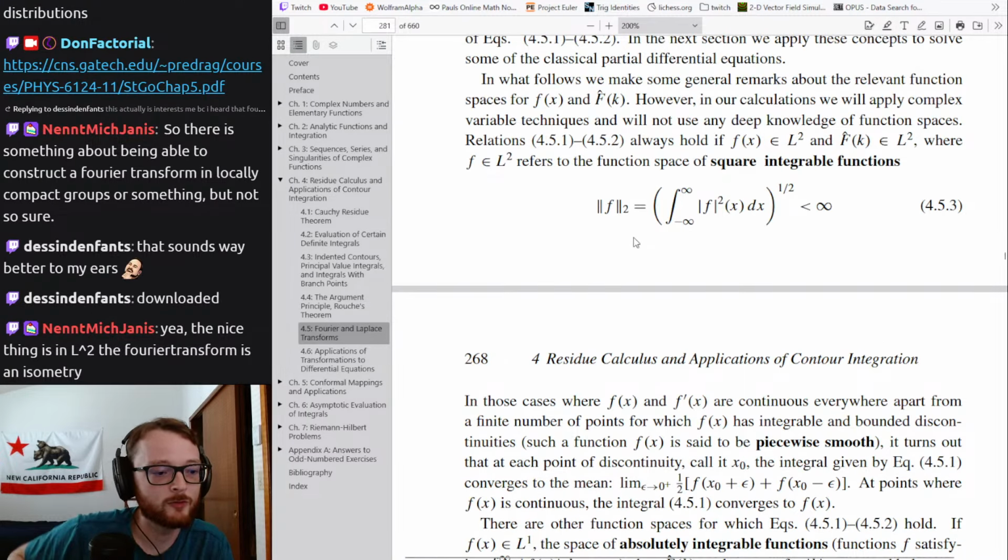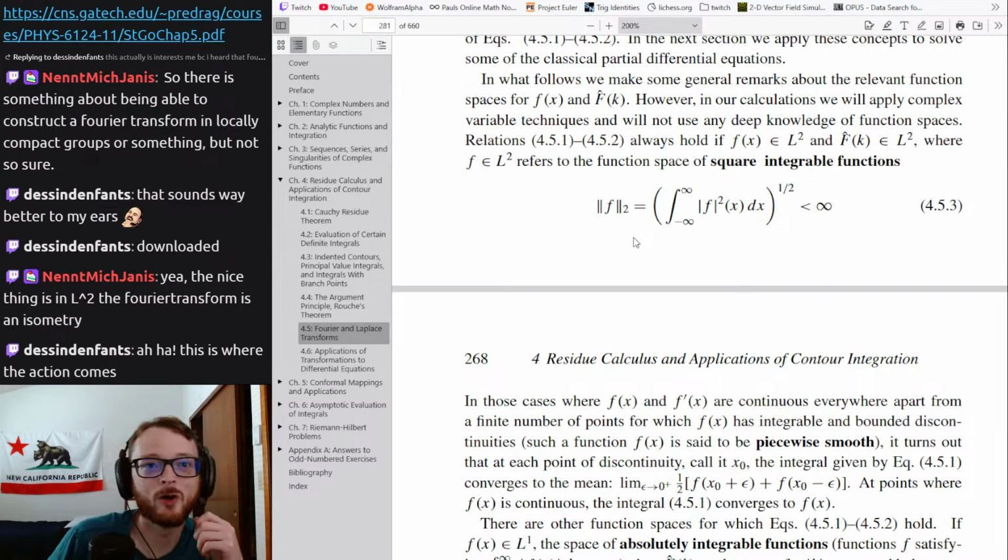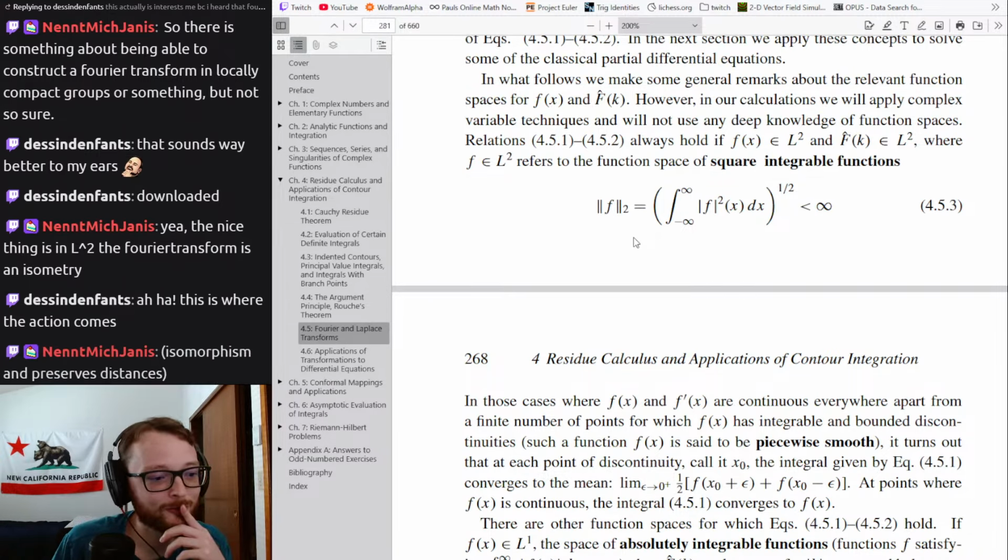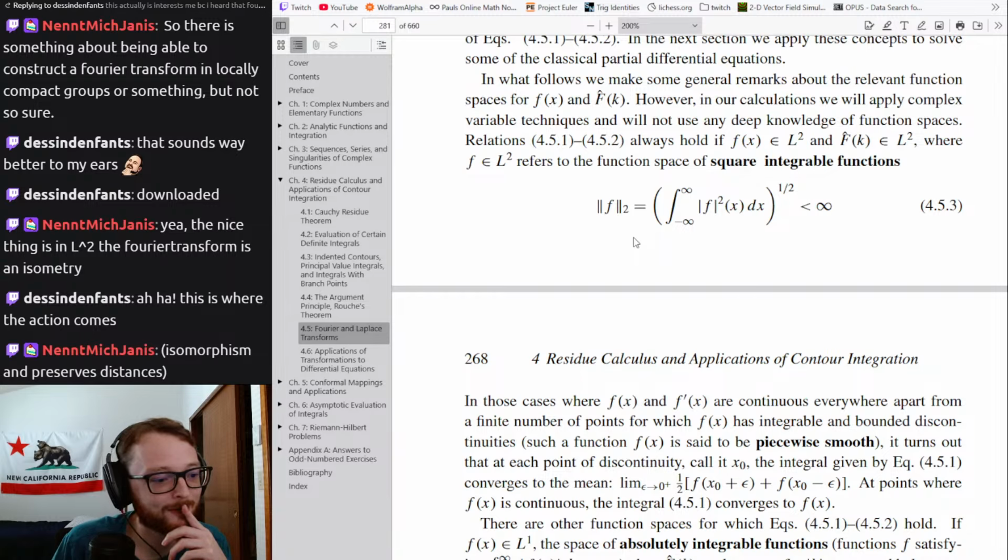Next thing is, in L2, the Fourier transform is an isometry. I don't know what that means, but that does sound nice. There's a lot of words like that. There's so many of them. Like I'm thinking of isomorphism, diffeomorphism, homomorphism, or whatever. All those types of words I'm not familiar with. Isomorphism preserves distance. Okay.